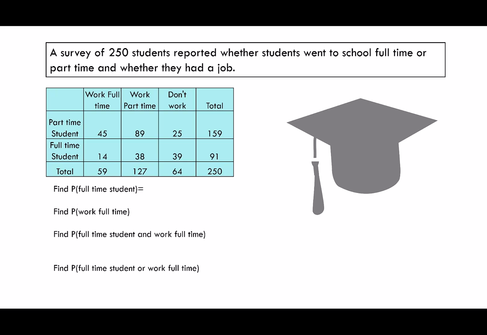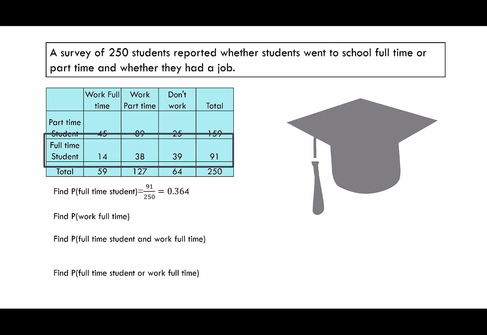We're going to start by finding the probability that a student is full-time. When we're looking at full-time students, we want to find the full-time students in our row and go all the way over to the total. We can see there are 91 students that are full-time out of our 250 students altogether. 91 over 250 is 0.364.